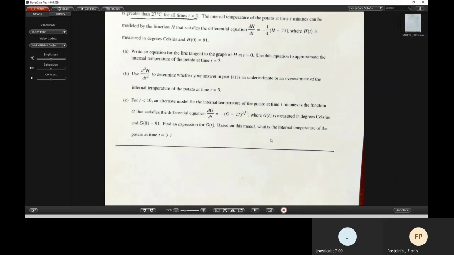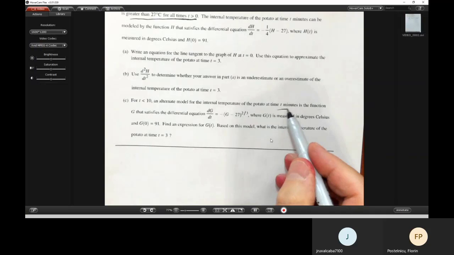Find an expression for g of t based on this model. So we need actually to integrate to get the g as a function of t. And then based on this model, use the internal temperature of the potato. What is the internal temperature of the potato at time t equals 3? So once I find out the model, I'm going to substitute t for 3.